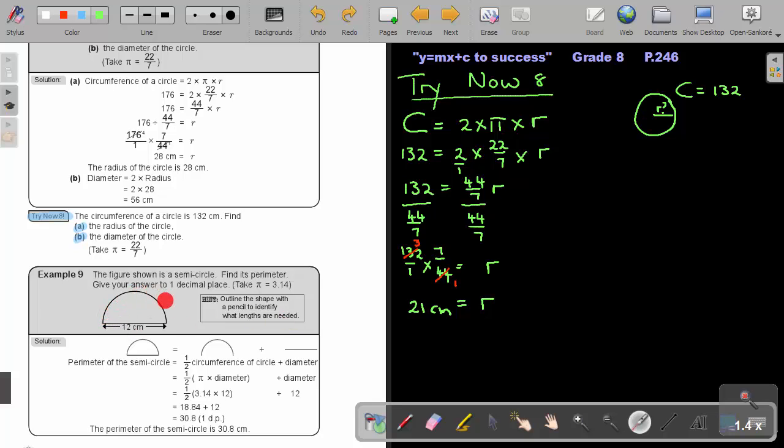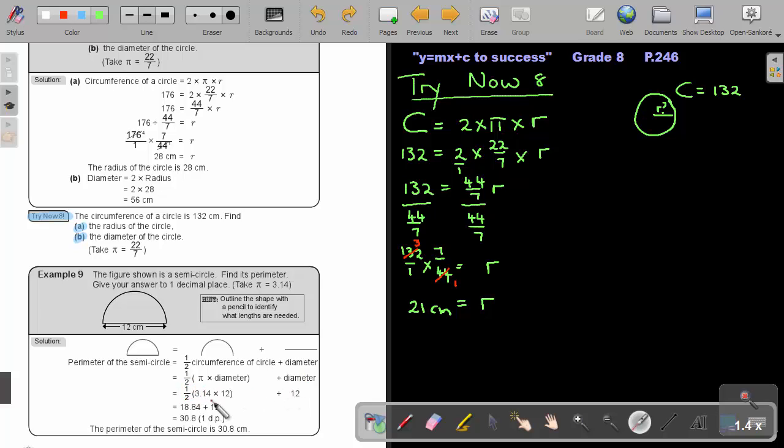So it's a half circle plus the diameter, and then I ended where I started. So to find the perimeter of this semicircle, it's half a circle, just the normal formula. If I have the radius, it's 2 times the radius, but if I have the diameter, it's just pi times the diameter, plus the diameter.